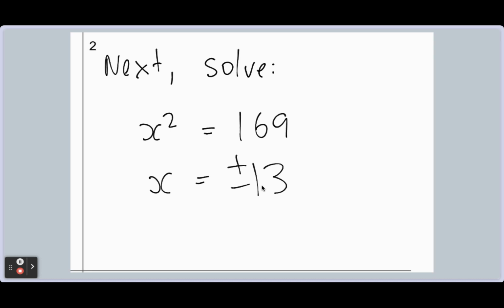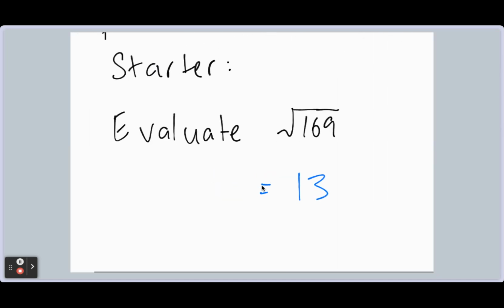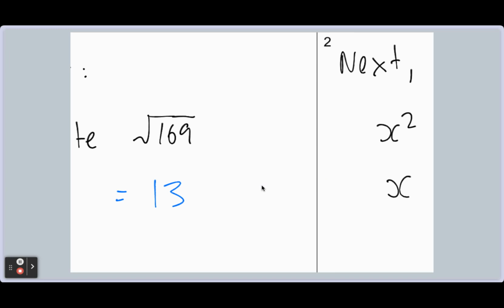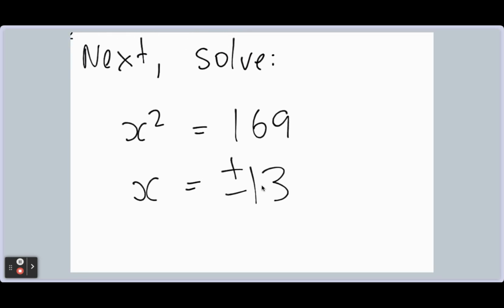Can I ask, just for an understanding question, why is the square root of 169 13, but the solution for x, where we're basically solving by square rooting both sides, why is the answer to x squared equals 169, x equals plus or minus 13? Okay, glad I asked the question.